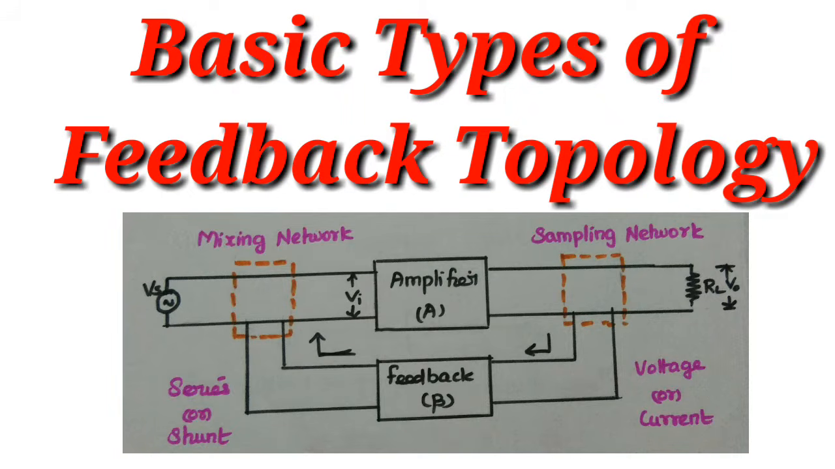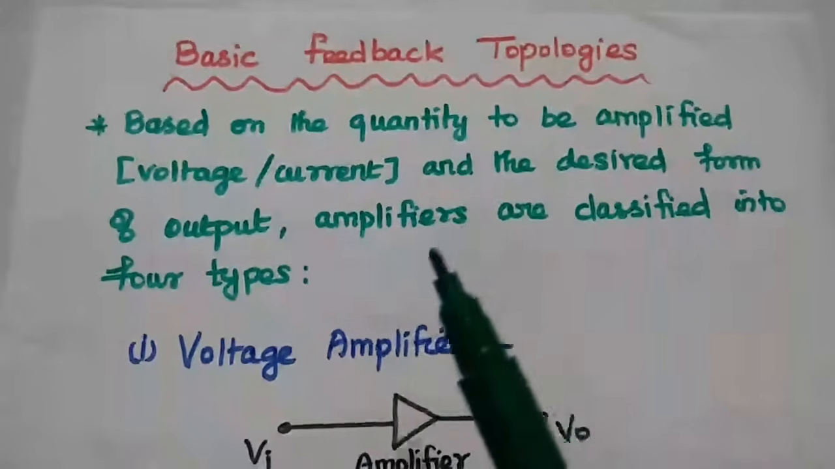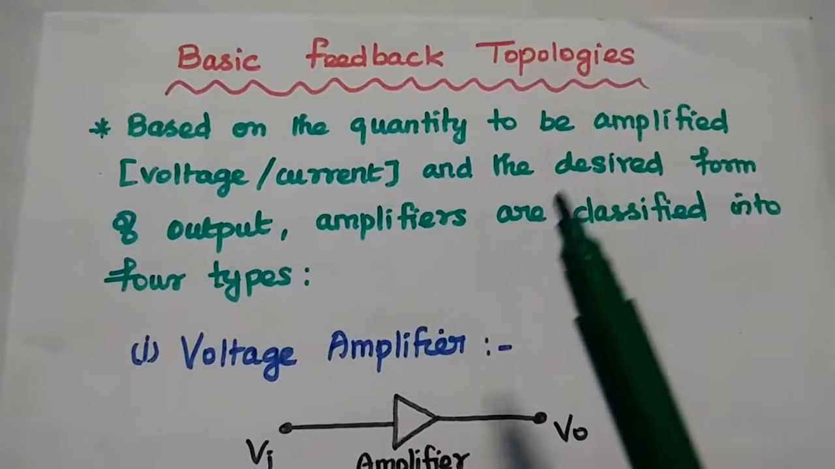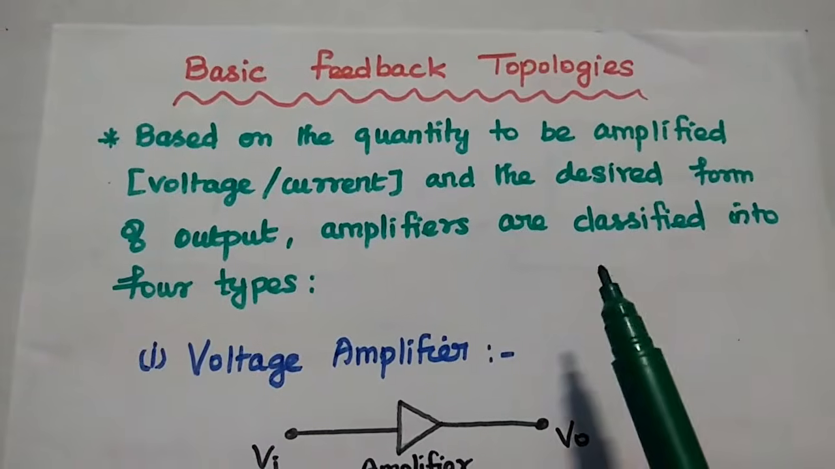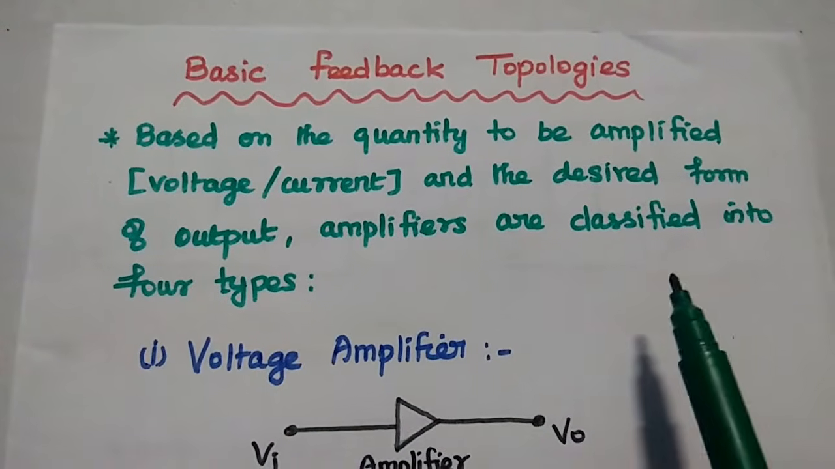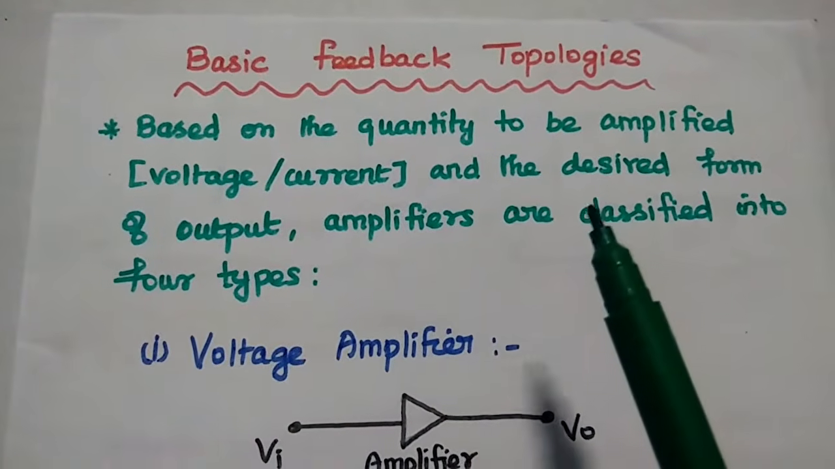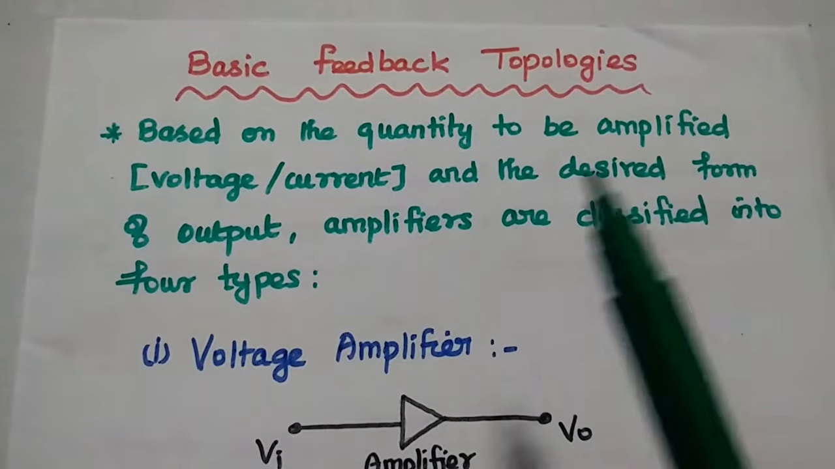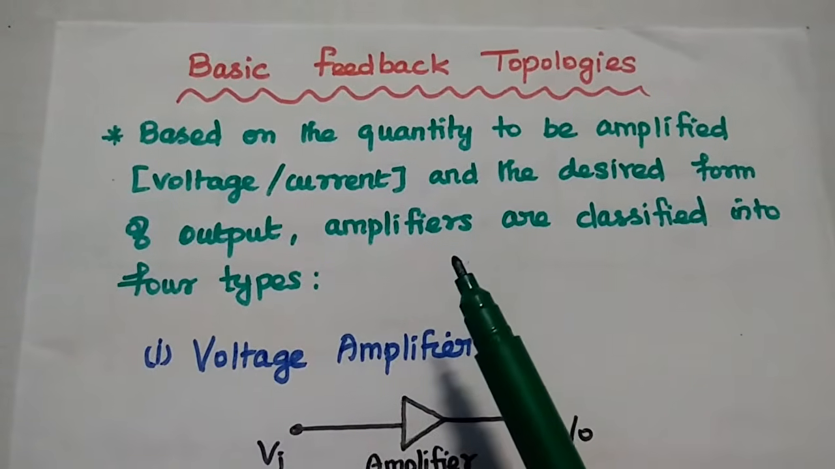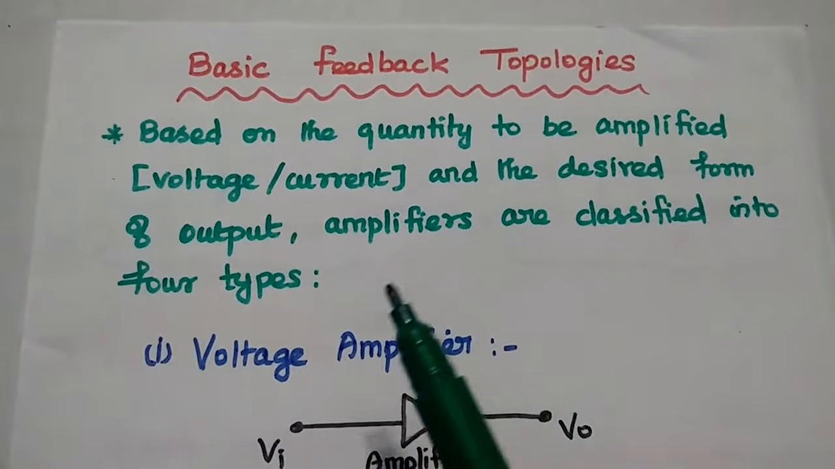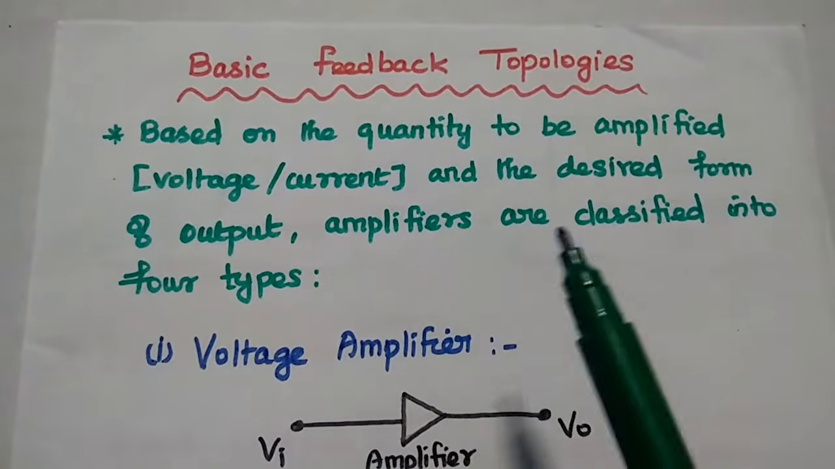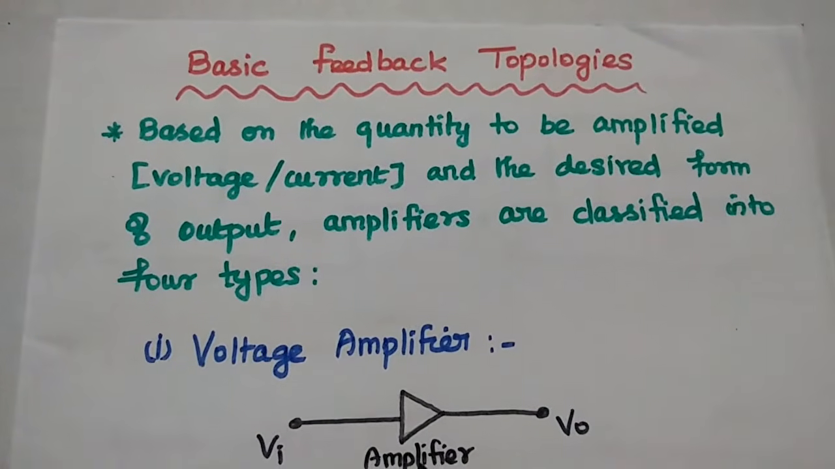Dear students, now we are going to discuss the basic types of feedback topologies in detail. Before going to discuss the feedback topologies, let's discuss the types of amplifiers. Based on the quantity to be amplified, it can be either voltage or current, and the desired form of output. The amplifiers can be classified into four types.